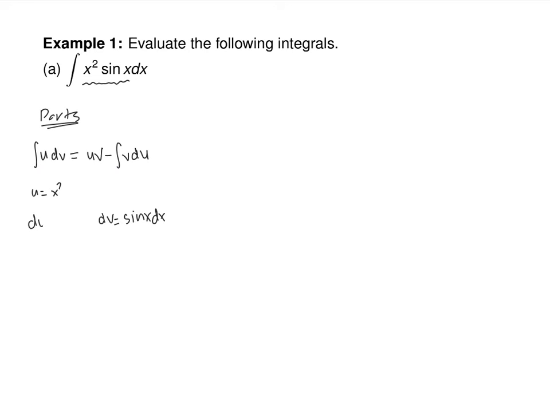And then the derivative of u is 2x dx. And unlike substitution, you actually plug this in. You don't say solve that for x dx. That's something different. Now to find v, we antidifferentiate sine. Sine's antiderivative is negative cosine of x. And so our integral will equal uv, so negative x squared cosine x, minus the integral of v, negative cosine x, du, which is 2x dx.